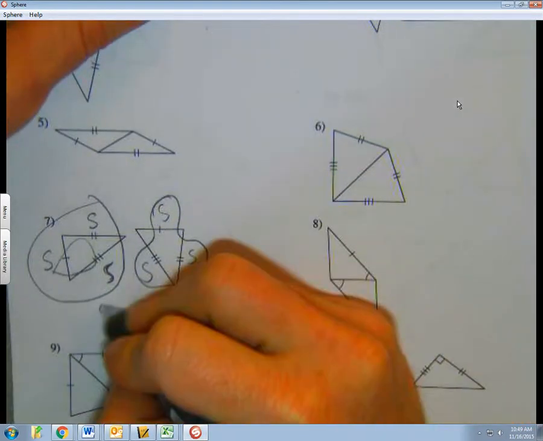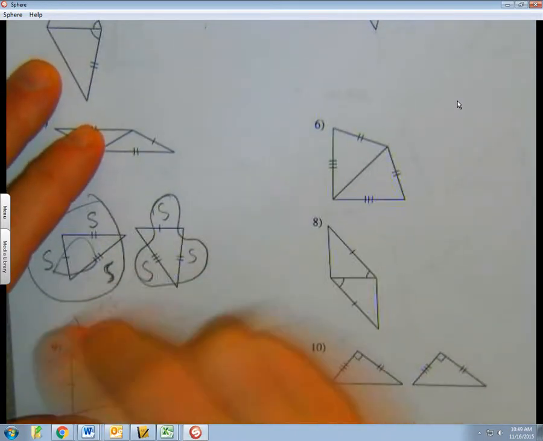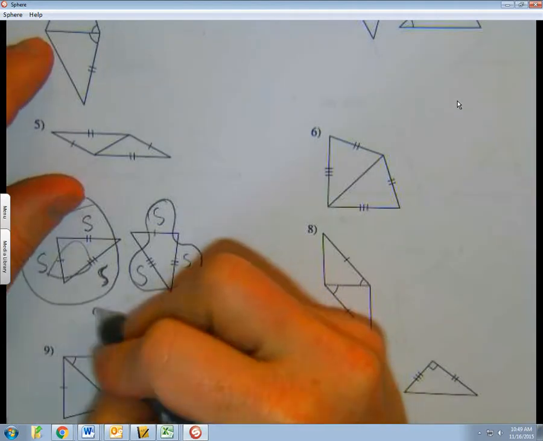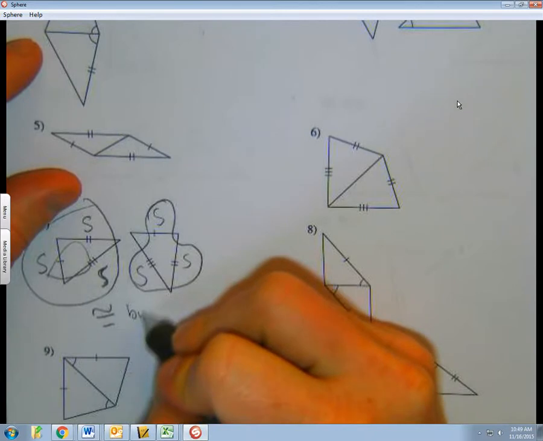Gosh, I keep doing pi. Must really want some pie. Soon enough, next week, Thanksgiving. Congruent by side, side, side.